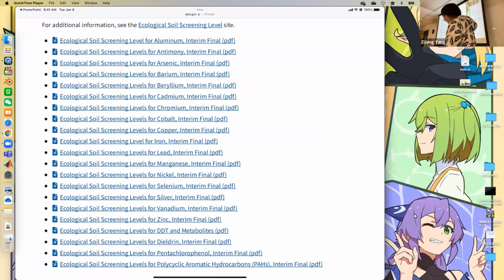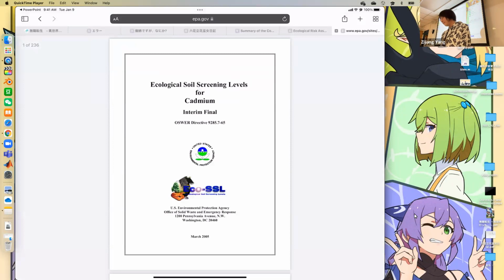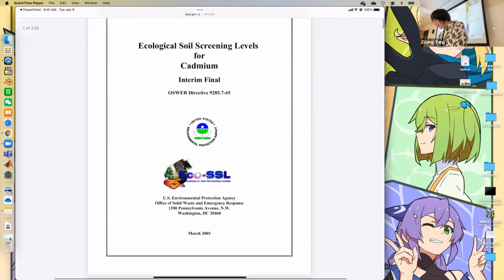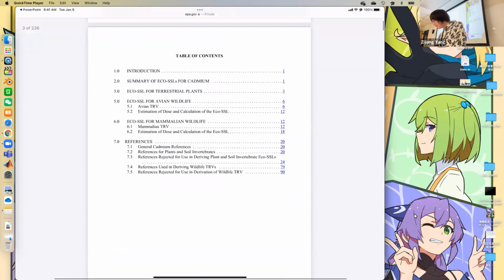No, cadmium. Okay, so let's take a look at cadmium. So we can find this file. This is a screening level for cadmium. This file is very long. It has 90 pages, but most of them are references. So the important parts are only about 20 pages.